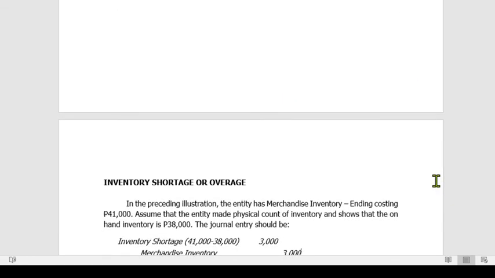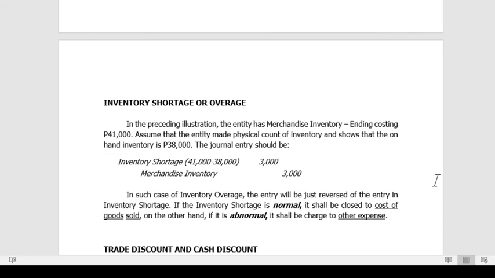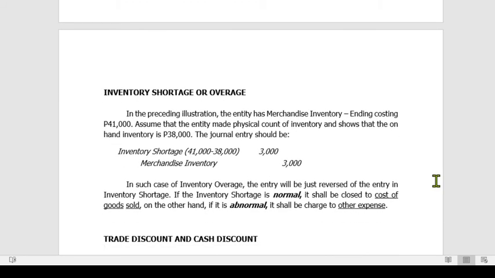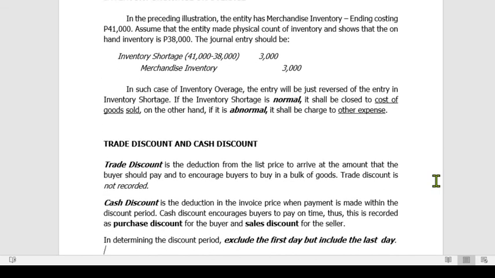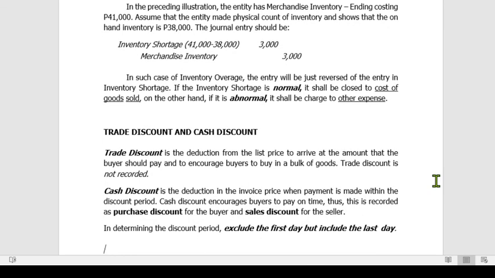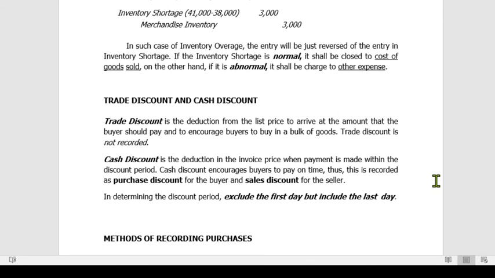Okay. The inventory shortage, this is for your reading, I think, because this is also part of some of the discussions under the cost accounting. Trade discount is the deduction from the list price to arrive at the amount that the buyer should pay and to encourage buyers to buy in bulk of goods. Kapag maramihan ang bentahan, merong trade discount na binibigay. Kapag naman ikaw ay mabilis magbayad, merong cash discount na binibigay sa'yo.